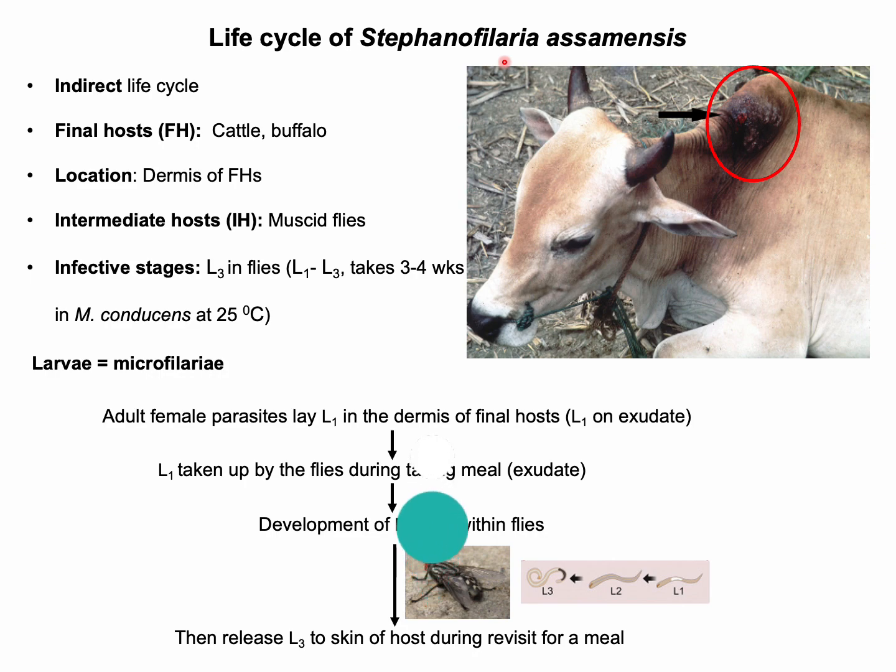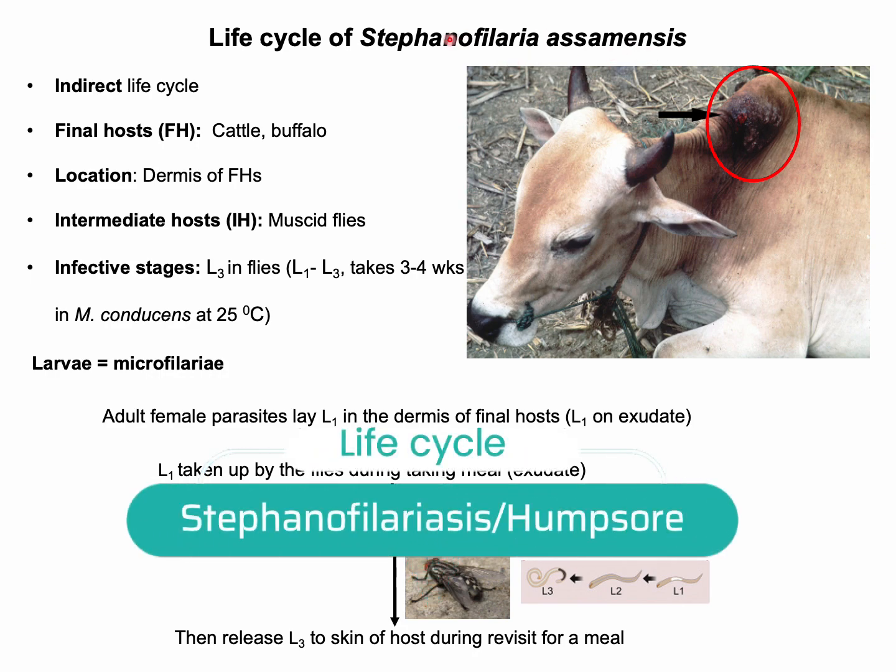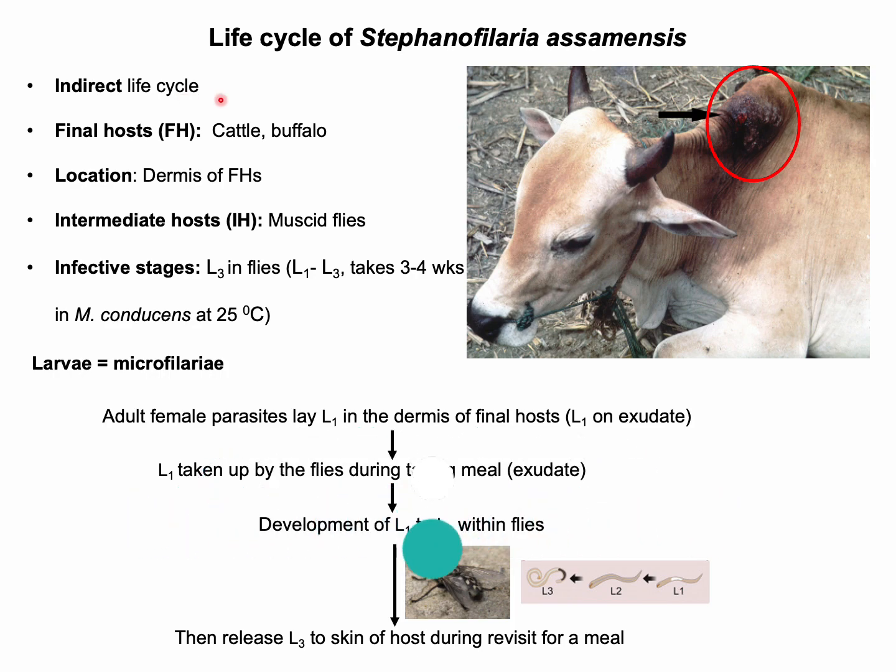Life cycle of Stephanofilaria assamensis or Stephanofilaria species. Life cycle is indirect as there is involvement of an intermediate host. Final hosts are cattle and buffalo. Location of this parasite is in the dermis of the final host. Muscid fly acts as the intermediate host. Infective stage is larval stage 3 or L3 that will be developed in the intermediate host, that is, in flies.